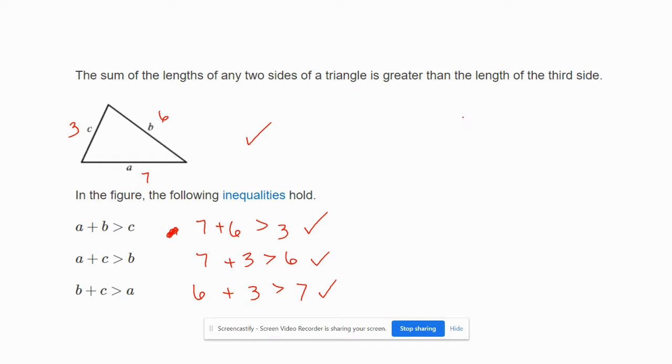Now, for example, what if I had these numbers? Let's say 4, 8, and 15. Let's say this is A, this is B, and this is C. Let's check, and I'm using this same formula here. 4 plus 8 is greater than 15. Is that true? Absolutely not, right? So this would not make a triangle. So your points have to use this inequality or this formula to make a triangle. If it doesn't work for any one of these lines, then it is not a triangle. We're going to do more problems like this tomorrow.